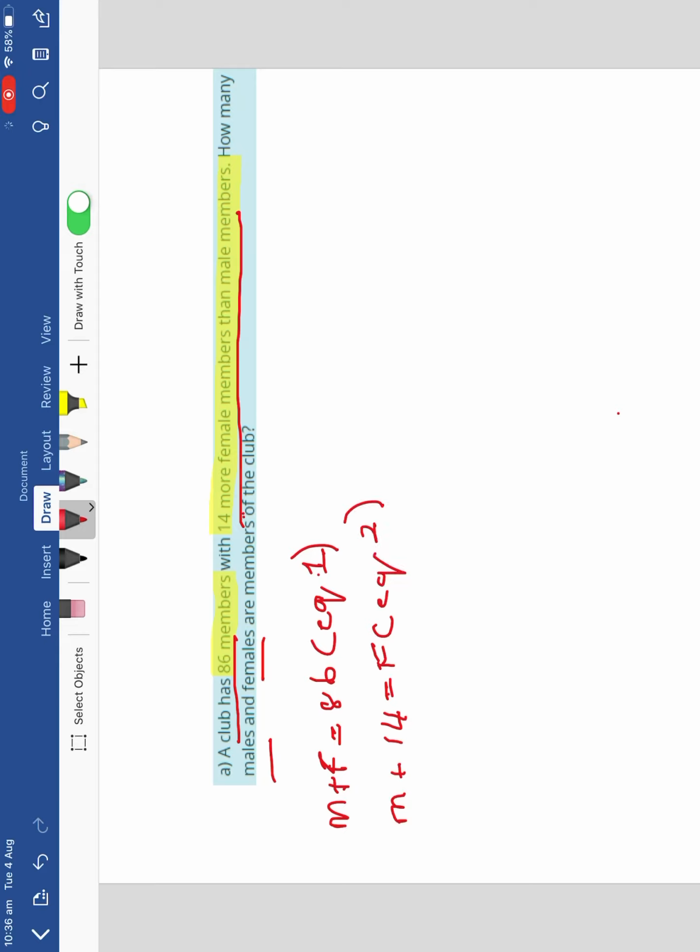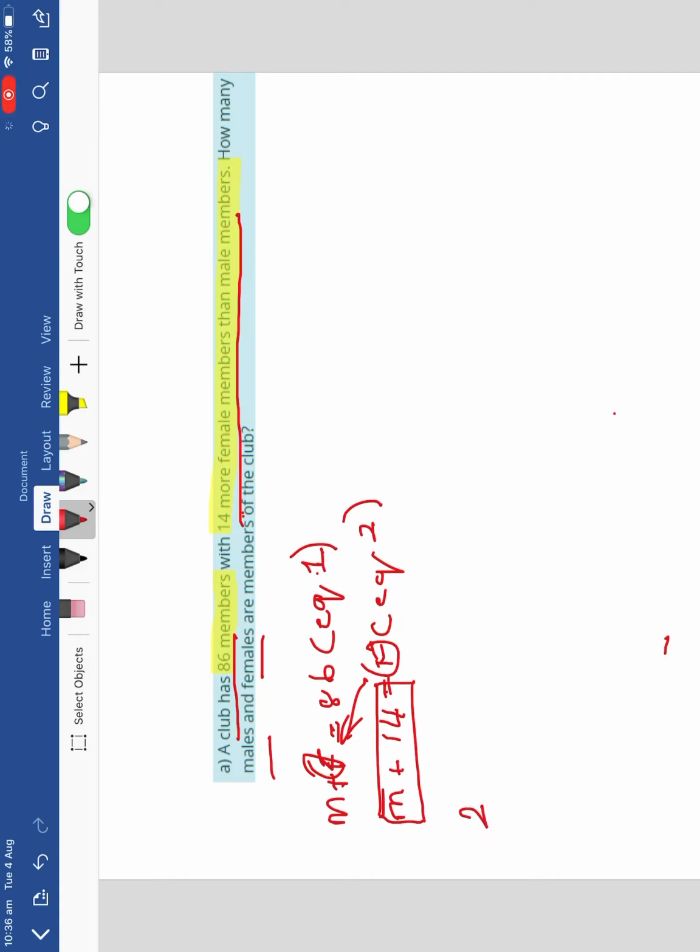Okay, now we're going to solve these two equations using simultaneous equations and a method called substitution. So what we're going to do is substitute equation 2 into equation 1 and solve for m. So by doing that, we come up with a third equation, where f here goes over here. So if we put this here for the f, we'll come up with a third equation, which is 2m plus 14 equals 86.